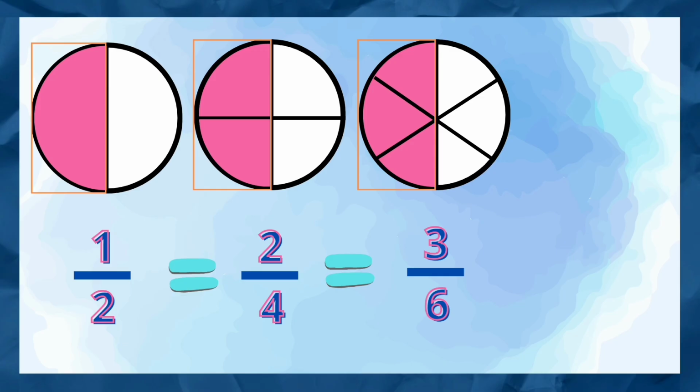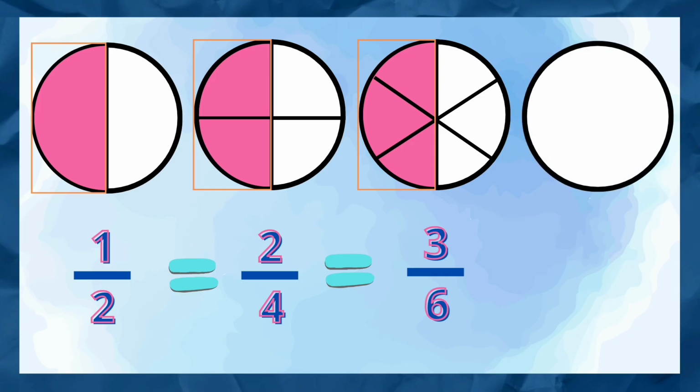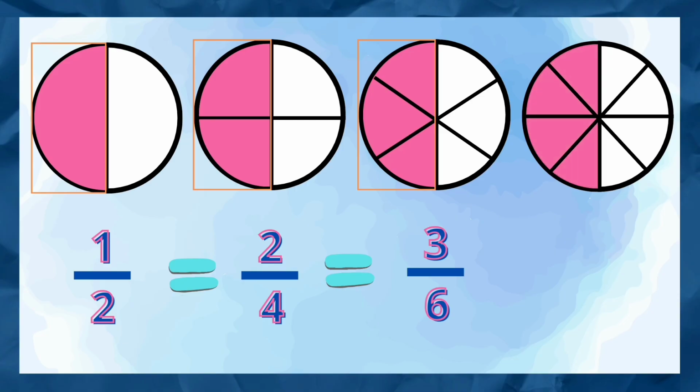Let's try one more example using the same circle, but this time we are going to have 8 equal parts. If there are 8 equal parts altogether, that means the denominator is 8. To find the equivalent fraction as the fraction before, how many parts do we need to shade? In this new circle, we will need to shade 4 parts. Well done! 4/8 is the equivalent fraction to all the previous fractions we have.